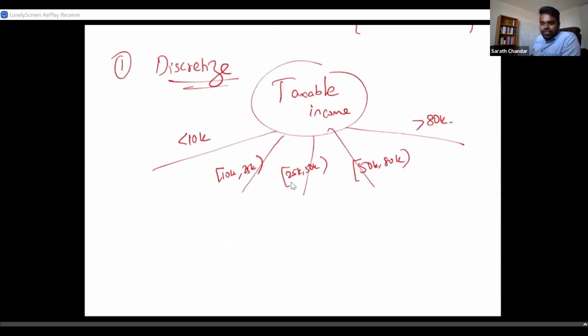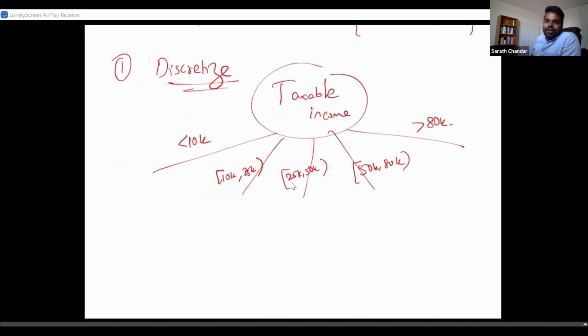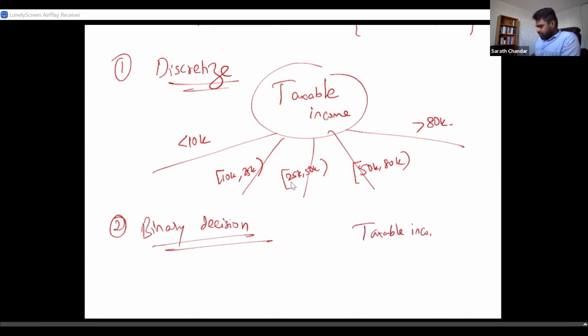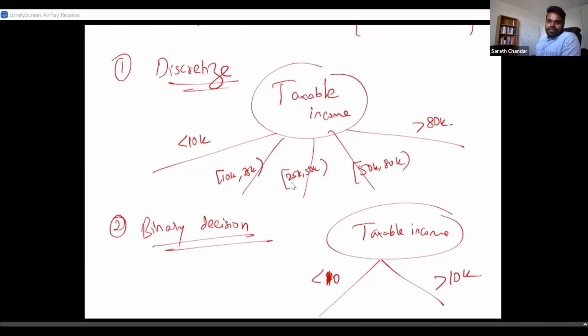But if you don't have any such guidelines, then you need to come up with a way to find these intervals. Now there is also another option, which is to come up with a binary decision if you don't want to have multiple outputs. So you have a taxable income and you decide a threshold and say whether it is less than, let's say, 10K or greater than 10K, for example.